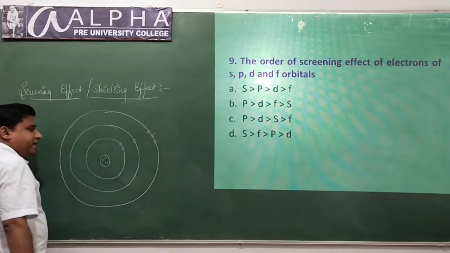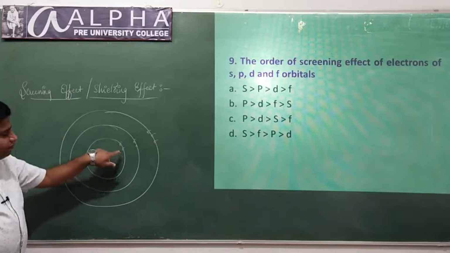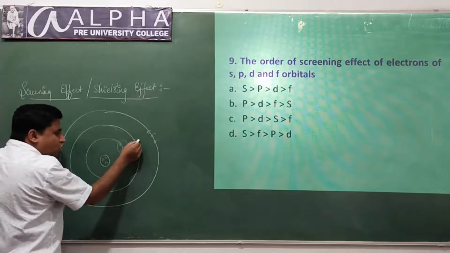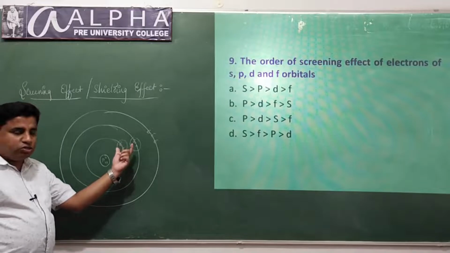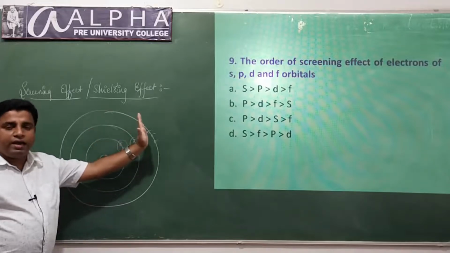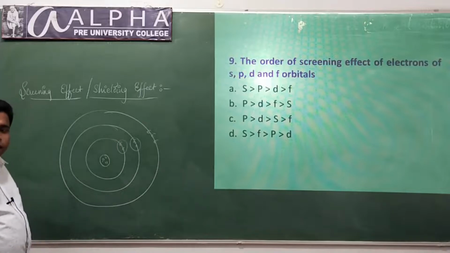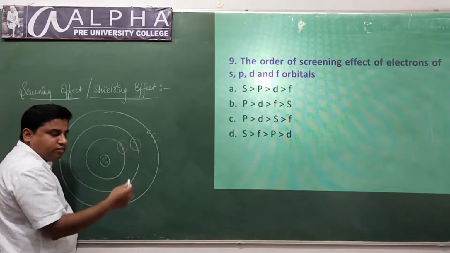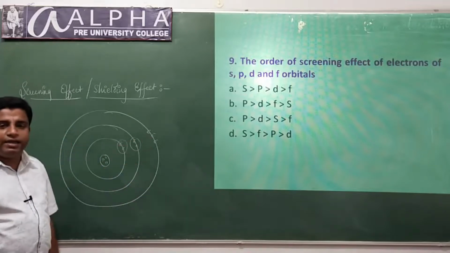What do you mean by screening effect or shielding effect? If the electrons in the inner orbitals will cover the outer electrons from the nuclear pull, isn't it? I've told you long back. The nucleus will be pulling the electrons towards itself. Why? Because the nucleus is positively charged and electrons are negatively charged.